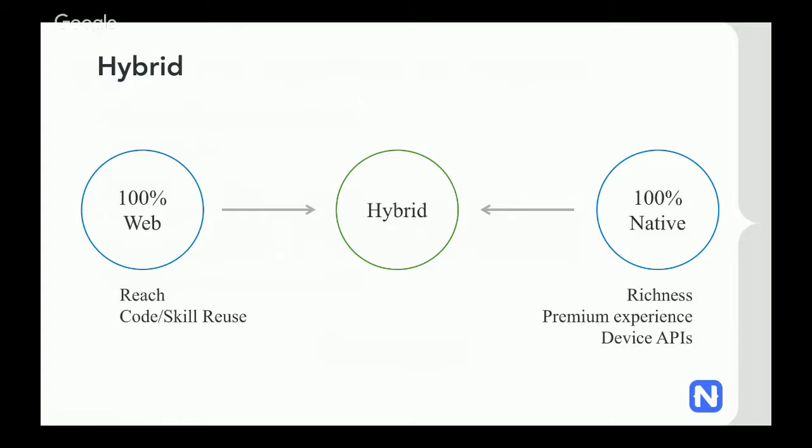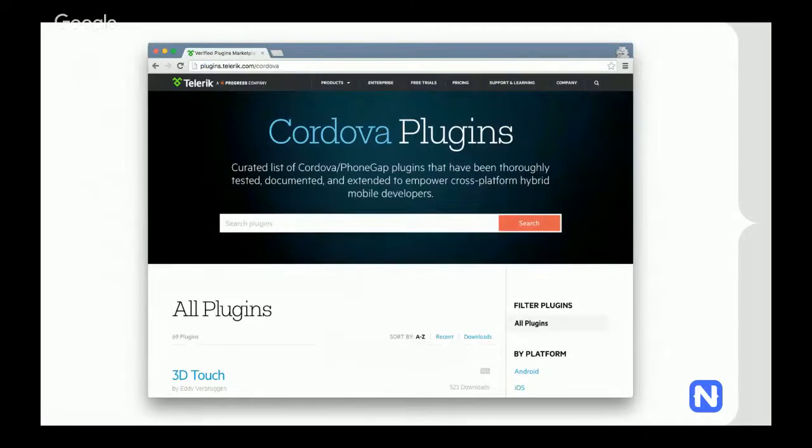Now, at Telerik and now at Progress, as I said, we have a lot of experience in the space. We have what's known as the Telerik Platform, where we make a whole bunch of tooling with hybrid. We also have what's known as our Cordova Marketplace. You can go to plugins.telerik.com. Essentially, we have what I believe is the largest listing of Cordova plugins outside of the main Cordova plugin listing on their own website.